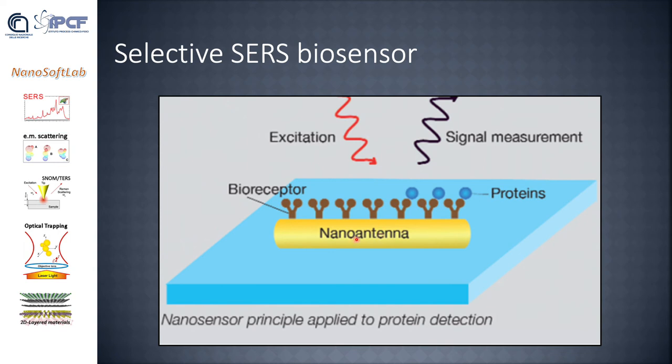Gold nanoantennas offer the possibility to make selective biosensors that exploit SERS. The idea is to coat the nanoantenna with some bioreceptor that will selectively capture the proteins of interest. And then, by means of an excitation resonant with the nanoantenna, we are able to detect the enhanced vibrational fingerprint of the protein.